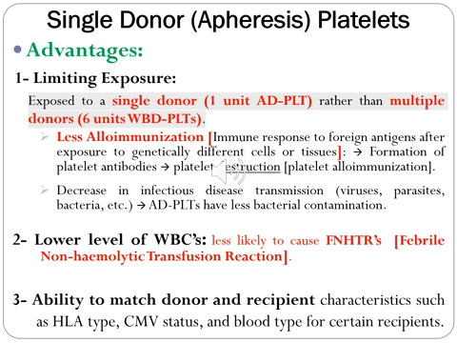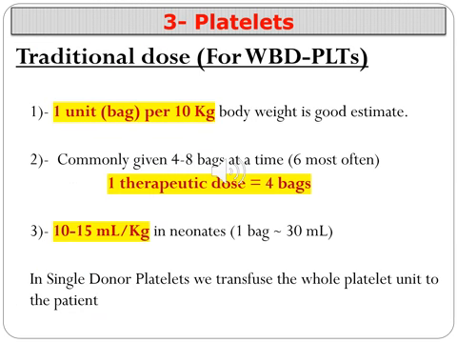The only management of this condition is the apheresis platelets or single donor platelets, collected from a single donor who must be genetically matched to the recipient. The second advantage of single donor platelets over random donor platelets is their very low content of white blood cells, and this leads to a drastic reduction in the occurrence of febrile non-hemolytic transfusion reaction, which is the most common transfusion reaction.